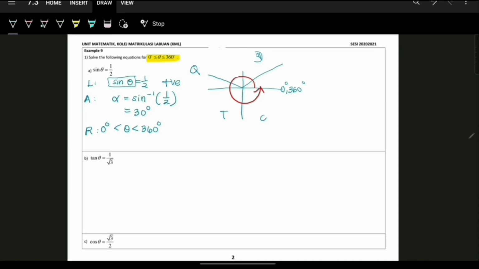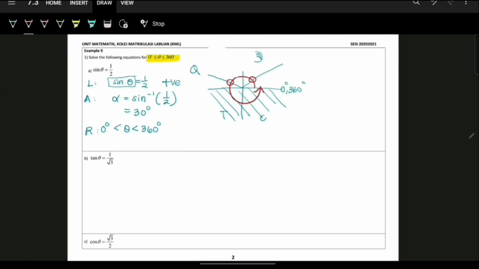So we ignore this part. We don't want to know whatever happened here. Okay, so we focus here, focusing here only. The second quadrant and the first quadrant. So this means your final answer must have 2 values.